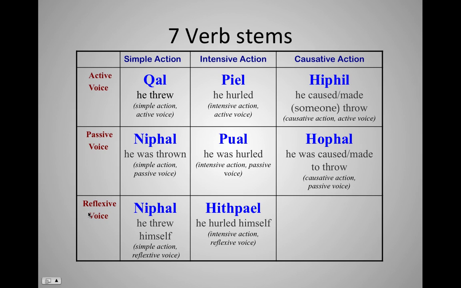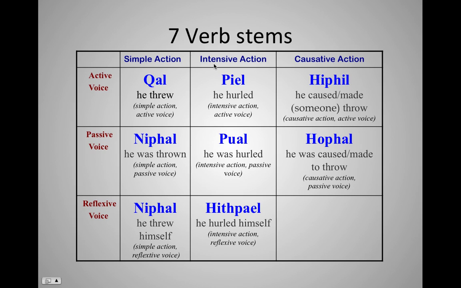There are also 3 types of action we have in Hebrew verb stems: simple action, intensive action, and causative action. When I say simple action, all I mean is that it's the most basic type of action you could see in a verb. He threw, it's just a basic type of action. He walked, he talked, he spoke. All of those are simple action verbs. They are conveying a basic type of action, nothing special.